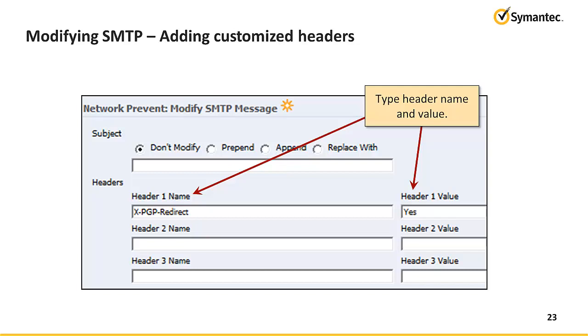To modify the headers, type the name and value for each header to add to the email. Email Encryption and Email Quarantine Connect, which will both be explained later, are two use cases based on this response rule. This figure shows an example response rule that tells the Network Prevent for Email server to add a header to the email with an XPGP redirect name and a yes value. The name and value you type in the response rule must match the name and value expected by the MTA. When the MTA reads the header, it routes the email to the Symantec Gateway Email Encryption Gateway. Headers can also be used to reroute emails to a quarantine or to an archive.